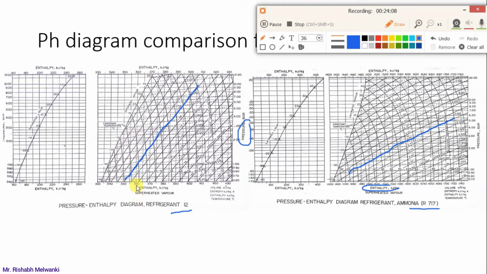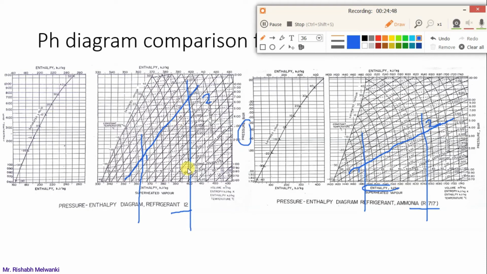Now if you consider the compression process, you take any 2 points. Suppose this is point 1, this is point 2, this is the compression process. Whereas if I consider the same distance, x distance over here, and this is point 1, point 2, what do you think? In which case will H2 minus H1 be greater? In case of R12 or in case of ammonia? In case of ammonia. Why? Because ammonia's isentropic curves are flatter. What is the meaning of this? Between the same horizontal distance, here you observe the inclination, here the inclination is more.